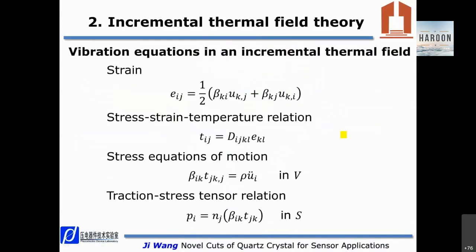Then these equations, basically, are the theory of elasticity, piezoelasticity. Some of you might know that to describe the deformation of solids, or here, the quartz crystal, which is a piezoelectric solid, you have the strain, stress, and the equation of motion, and the stress terms on the boundary. These equations are needed for the description of vibrations of quartz crystal.